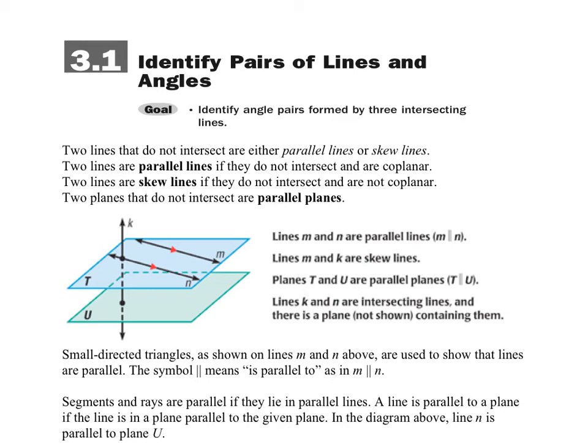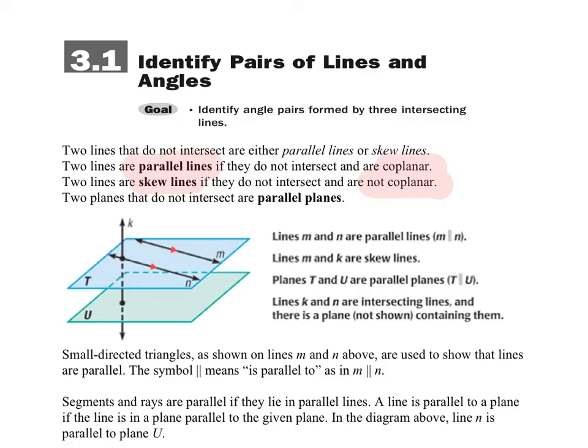Okay, lesson 3.1, we're going to identify pairs of lines and angles, angle pairs that are formed by three intersecting lines. First thing we need to do is look at two lines that do not intersect. They are either parallel or skew. And parallel lines are coplanar, but skew lines are not coplanar.